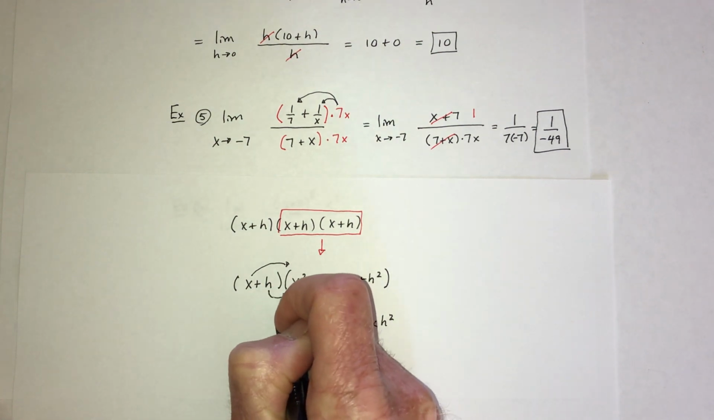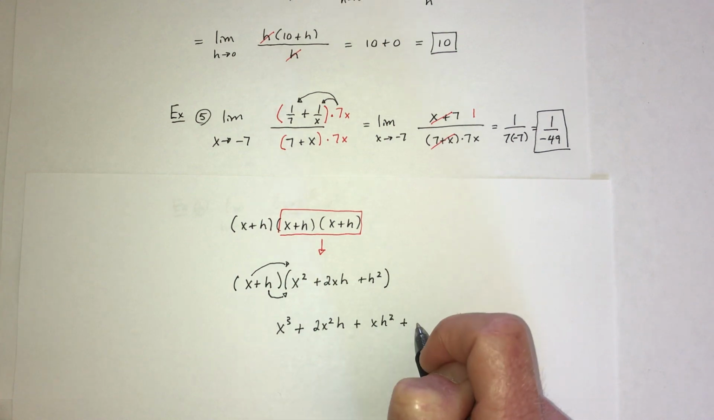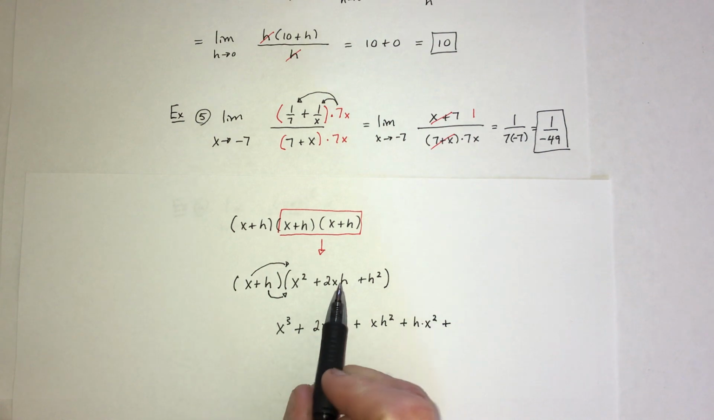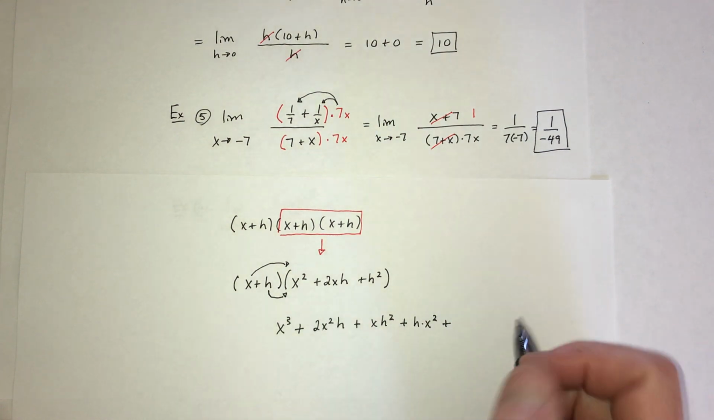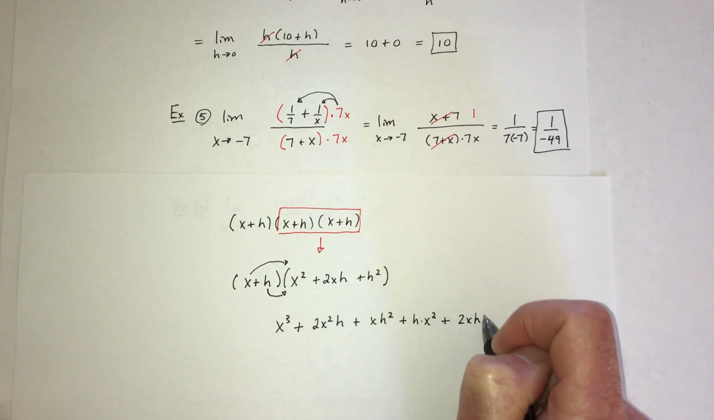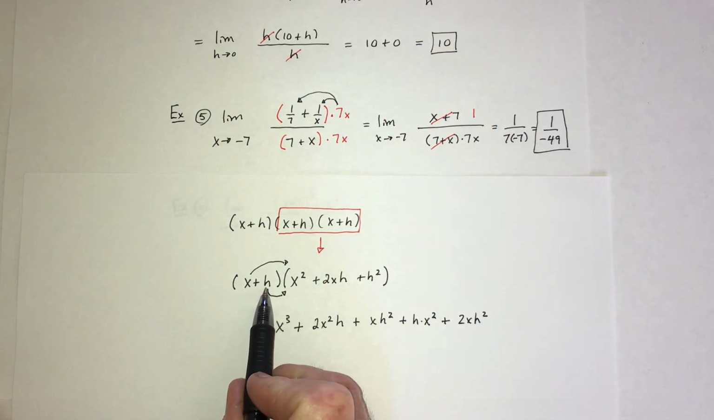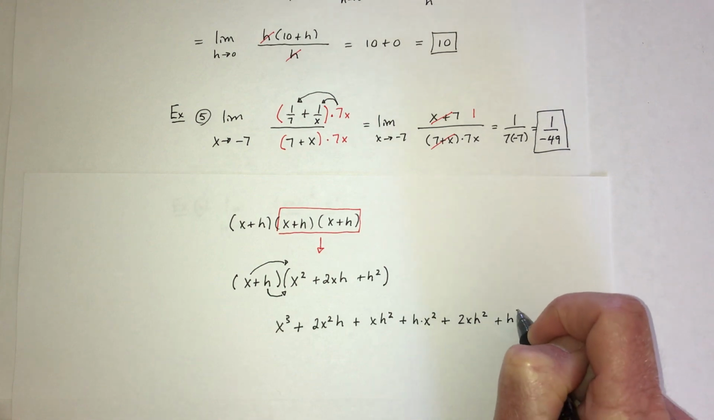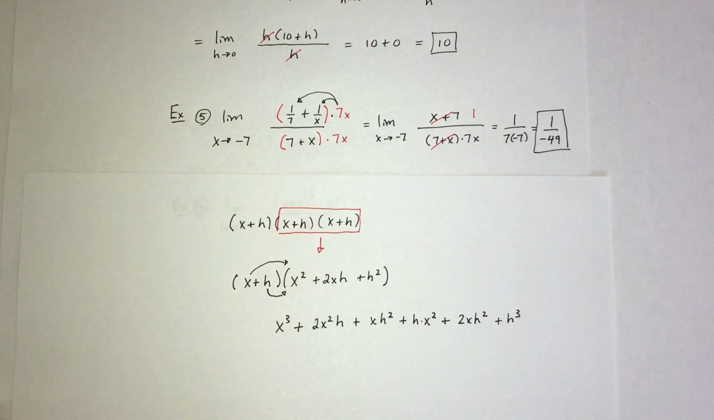Then distribute the h. So plus h gets multiplied with x squared. Now distribute it to this term, so it's going to be 2x and h squared. And then ultimately, h times h squared is h cubed. And then I should combine like terms.